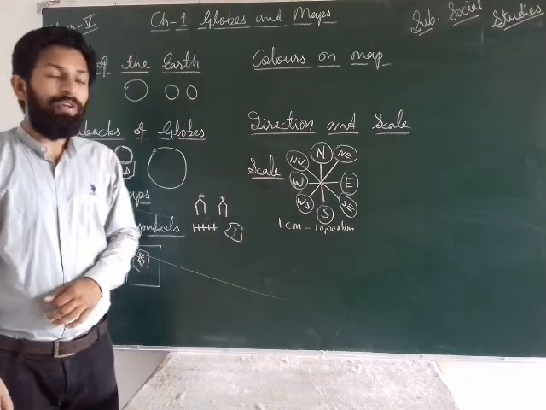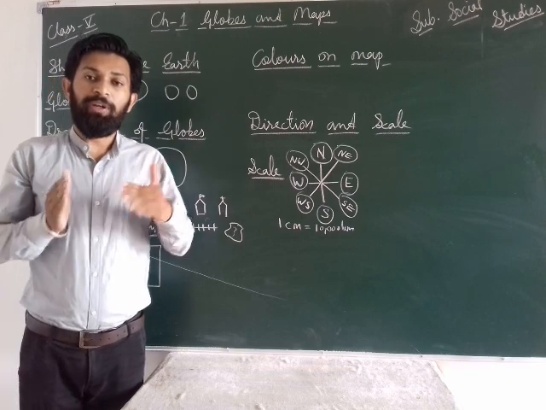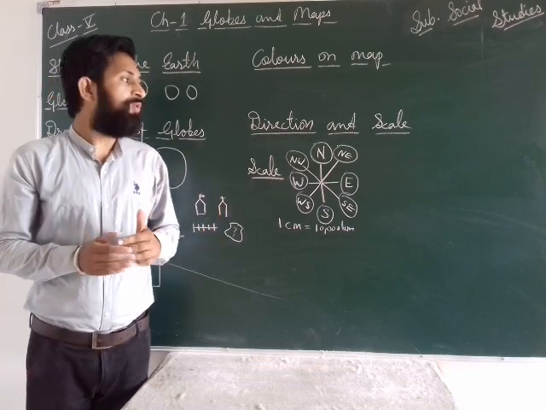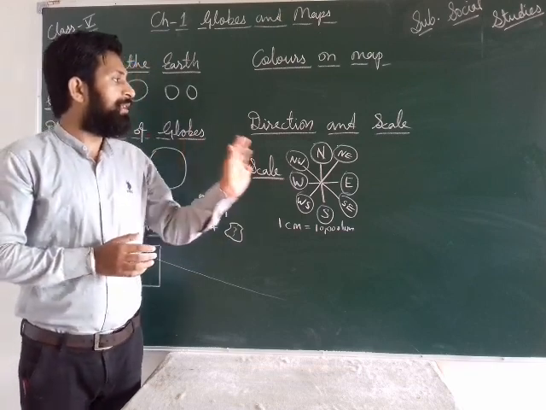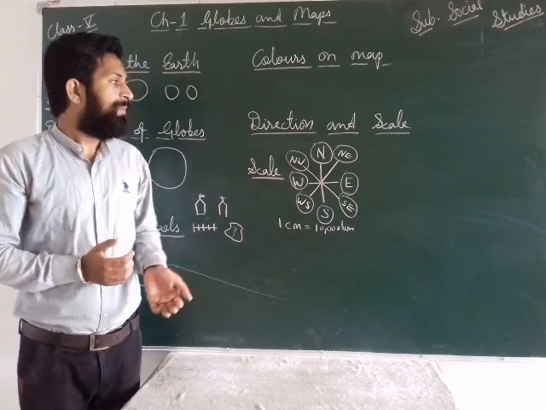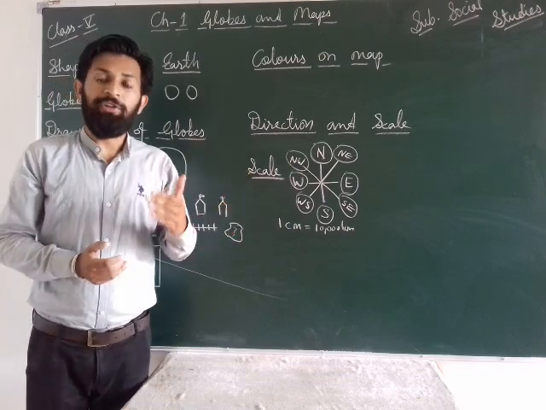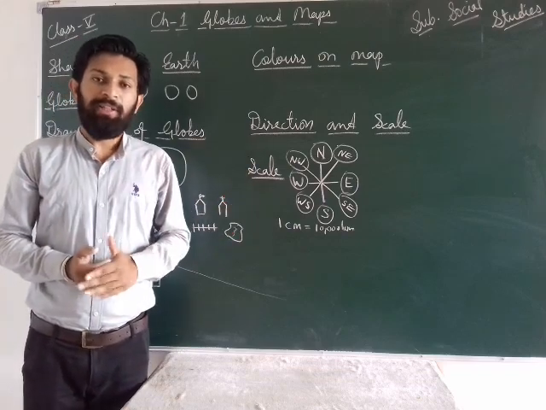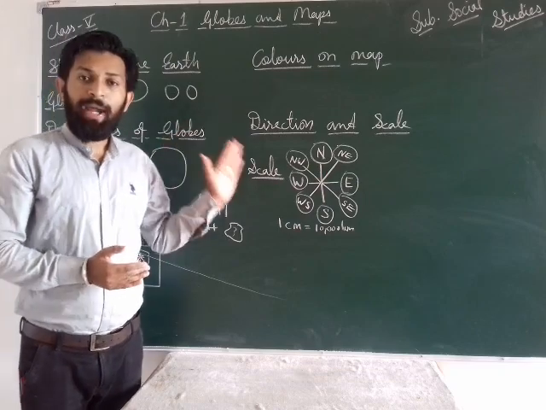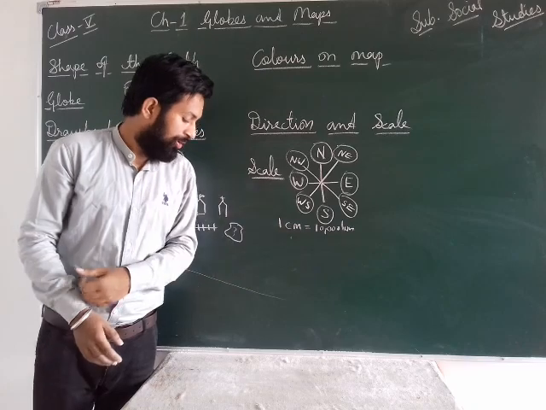And scale. We couldn't represent a proper place on the map with its particular original distance, so we are using a smaller unit, scale. Because of that we can easily represent that place on the map, so we are using scale. So we can say that scale is a ratio between the actual distance of the place and the distance on the map whatever we are representing. Like 1 centimeter is equal to 10,000 kilometers.